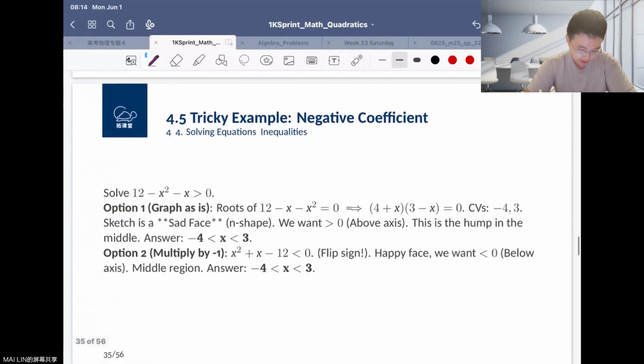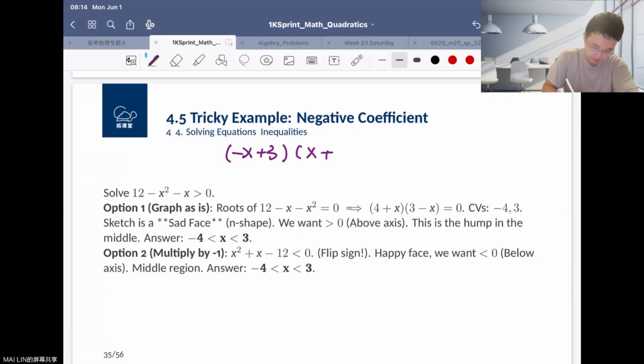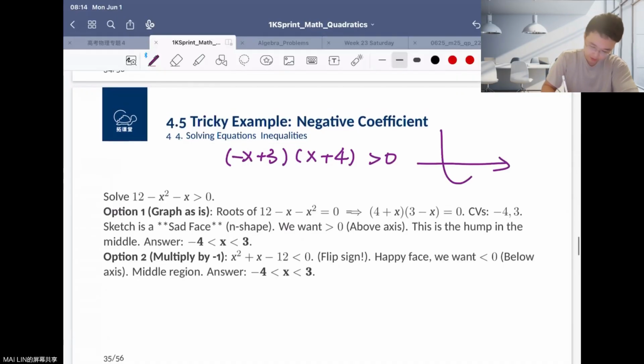And then that's understanding the negative coefficient. Like here, negative x squared minus x plus 12. You can try to factorize it as negative (x plus 4) times (x minus 3), and it's bigger than 0. So you can just set that we have two roots. One is x equals 3, and another is x equals -4. So you can just try to understand it as here is -4 and here is 3, okay?